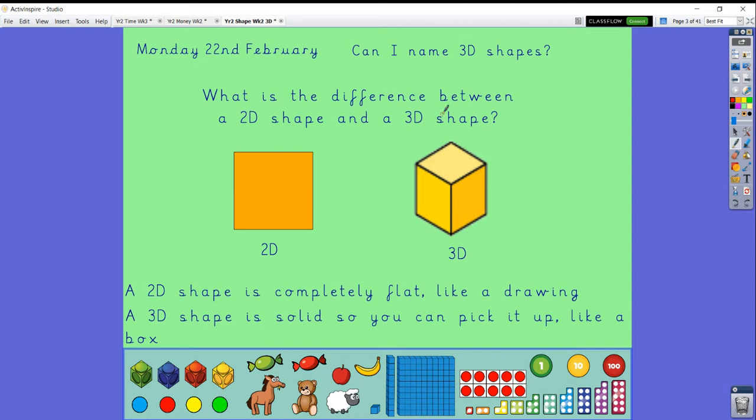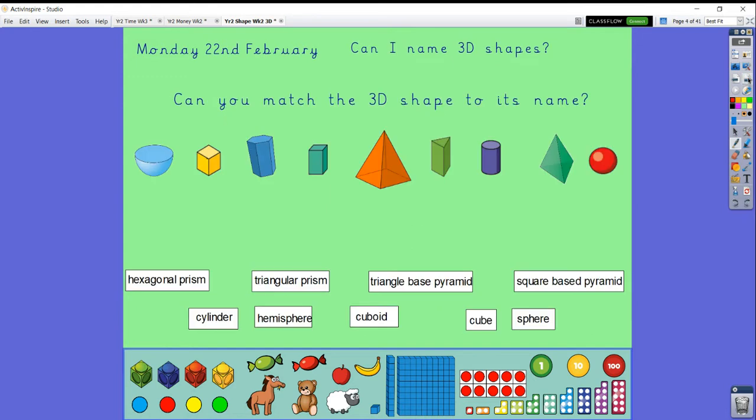First, let's remember what's the difference between a 2D and a 3D shape. You're right. So a 2D shape is flat, like a drawing, and we can't pick them up. Okay? Whereas a 3D shape is a solid, and we can pick it up. For example, a box. So I'm sure you know lots of names of 3D shapes. I'm wondering if you can match them up.